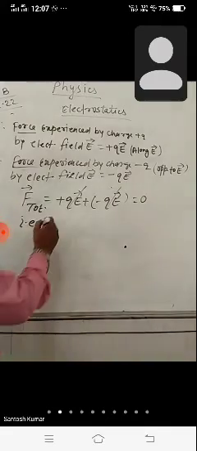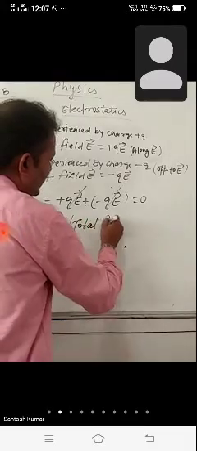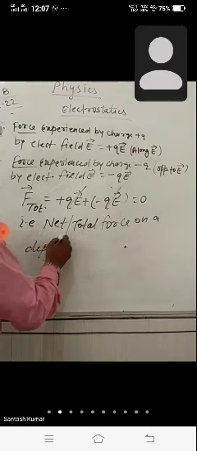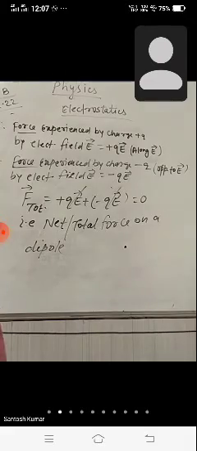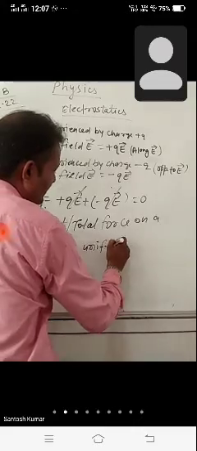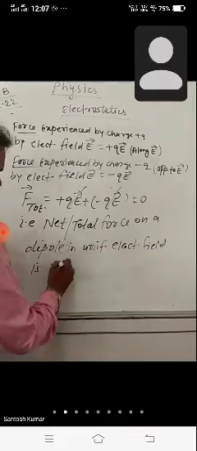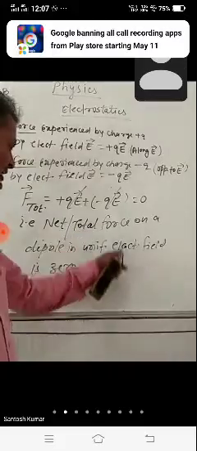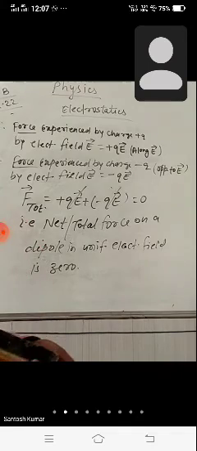Okay, so you can write net force, or total force on a dipole. The figure I have just erased, so you have to see. So net force on a dipole in a uniform electric field is zero. Now this has been written in the form of language, and after that there will be the creation of torque.